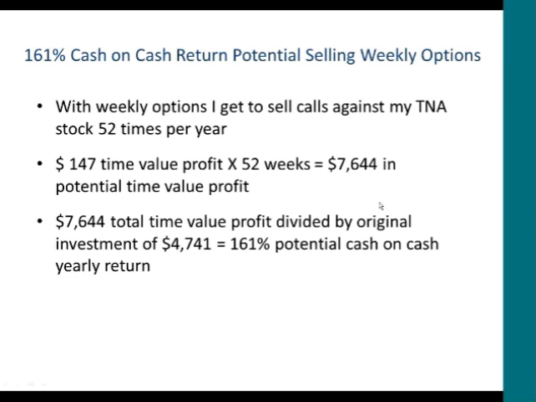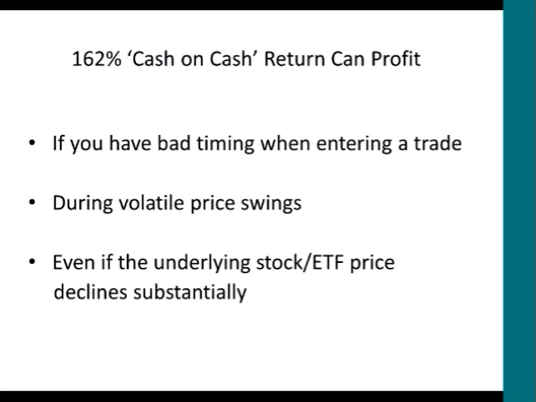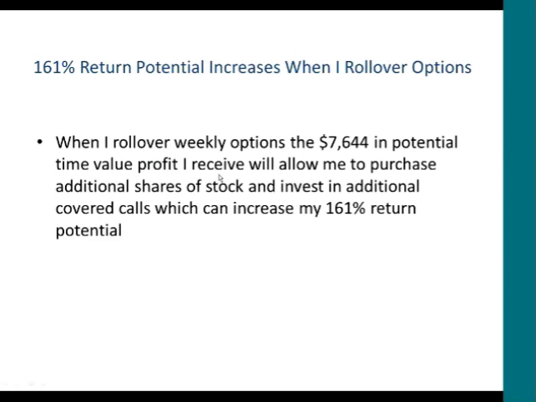So same principle. You can collect a lot of time premium over the course of a year, and when you're collecting that much premium, you can still profit if you have bad timing when you enter the trade, if there's volatile price swings, and even if the underlying stock or the ETF declines substantially. When you're selling 160% cash on cash return, then a lot of things can go wrong, and this trade will still be profitable.